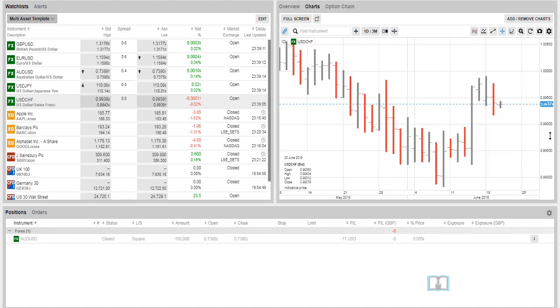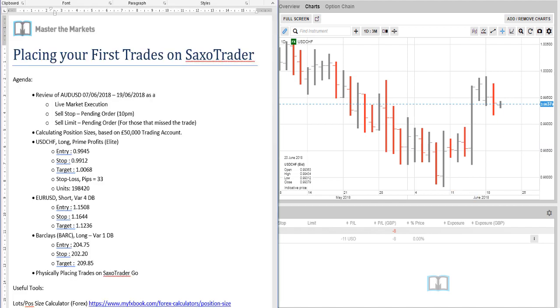So the current market price is 9937. Where do I want to buy? I want to buy at 9945. Current market price is 9937. Of course, this is a buy stop because I want to buy at a slightly worse price than where the market is currently. My stop 9912 and my target 10068.